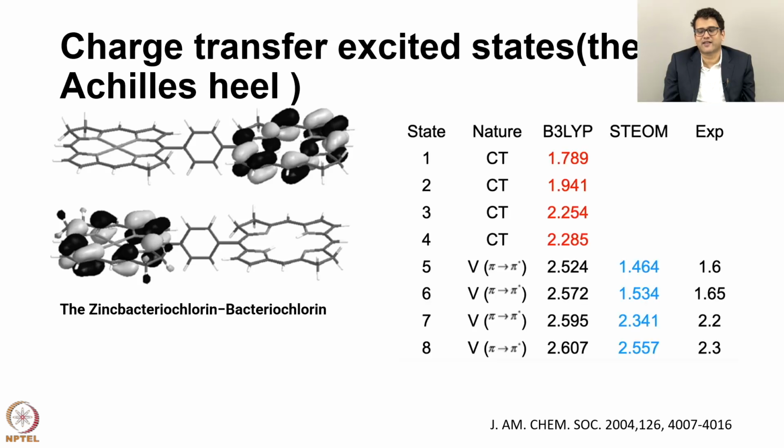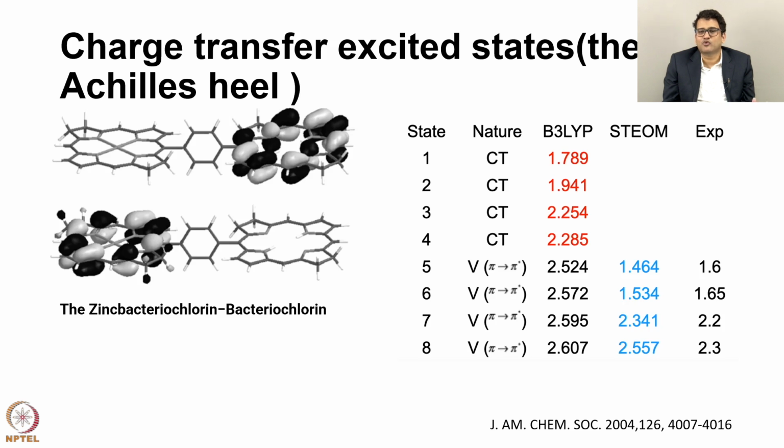Now, if you calculate this excited state using B3LYP, I am not talking of CAM-B3LYP, if you just use a normal B3LYP, you will see that all low lying excited states are actually charge transfer in nature, and you do not see these charge transfer excited states in your experiment, whereas from the experiment, the low lying excited states are actually valence in nature. In the case of TDDFT with B3LYP, the valence excitations come at a much higher energy.